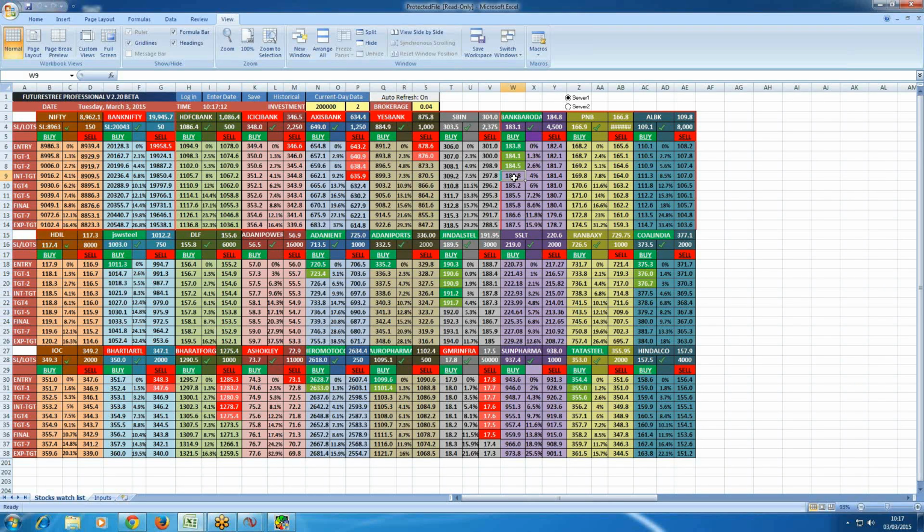Bank of Baroda intermediate target is done. Yes Bank also intermediate target was done. Axis the same thing. So I'm just giving an example: even if the market is so flat, you have still done a good amount of trades. That's what I'm trying to convey.